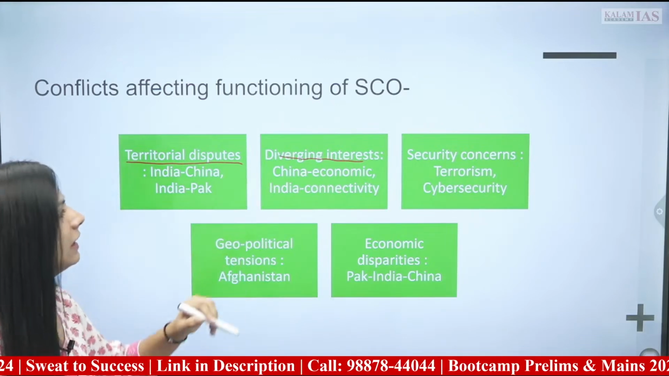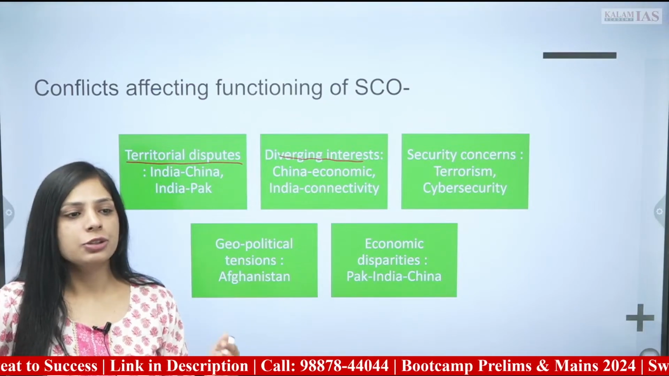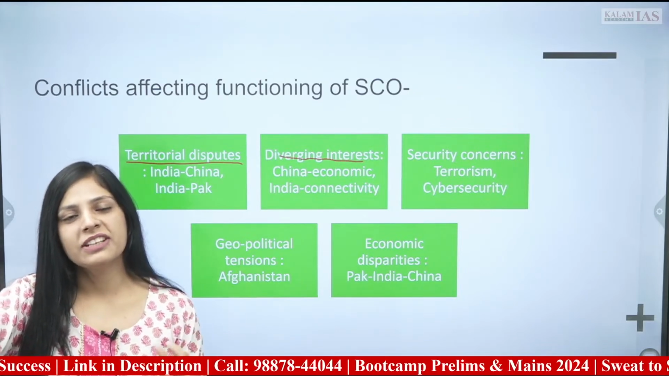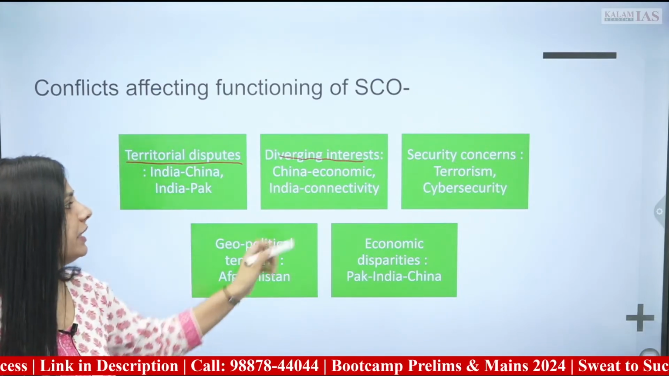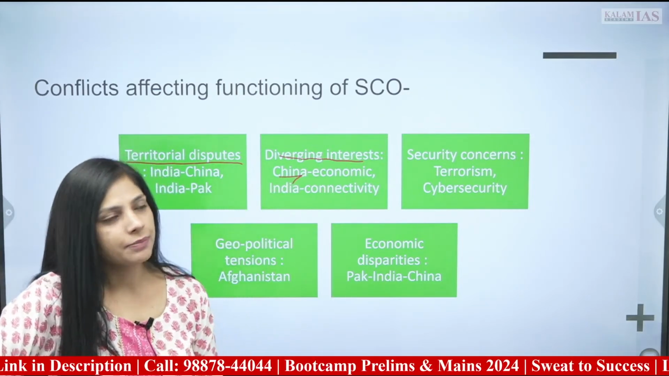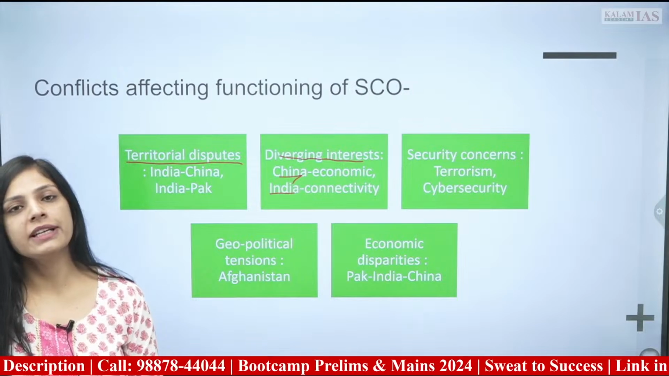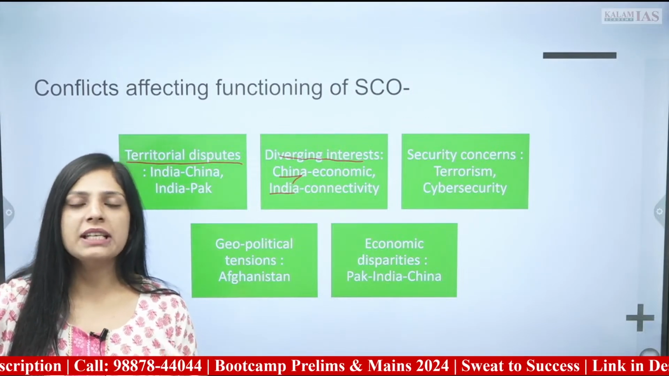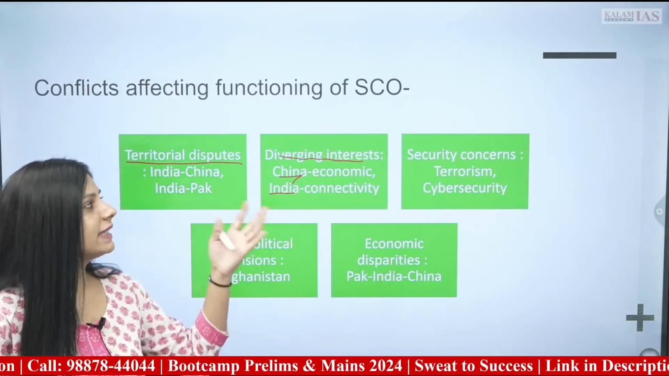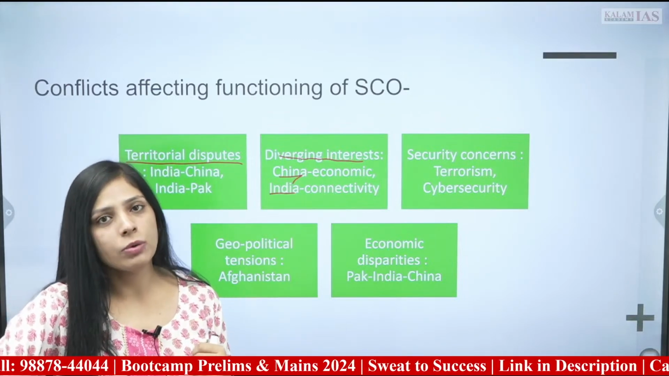Diverging interests, as I told you earlier, the membership also is very diverse. So national interests also become diverse and narrow. Different priorities are there. For example, China, see, economic agenda is the main priority of China, right? If you look at India, connectivity is the main focus area for India. We can take the example of Russia, which is mainly focusing upon its security, right? So all these examples of diverging interests are creating conflict in the functioning of SCO.